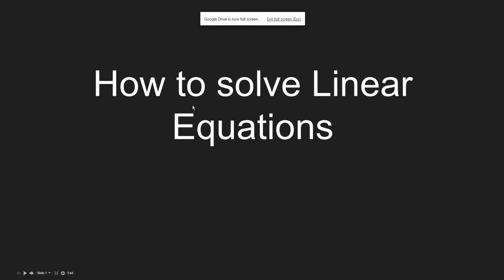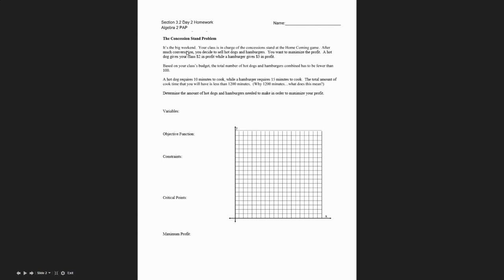How to solve linear equations. The concession stand problem. It's the big weekend. Your class is in charge of the concession stand at the homecoming game. After much conversation, you decide to sell hot dogs and hamburgers.